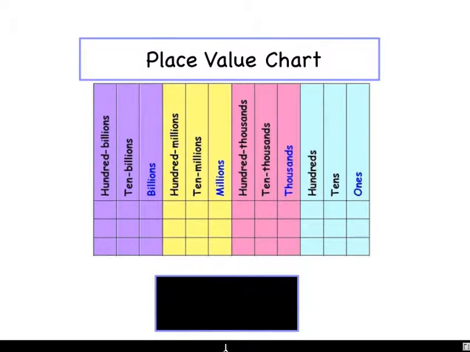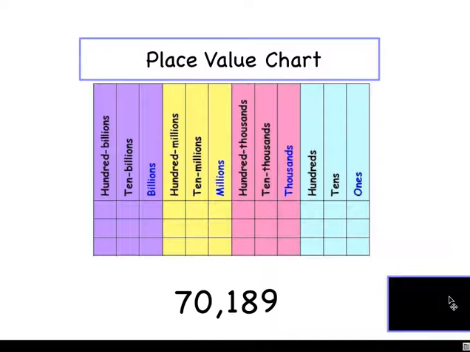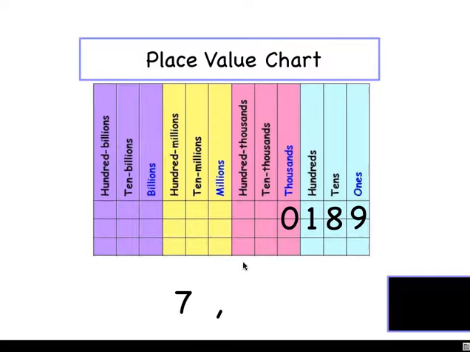Let's look at an example of a larger number, 70,189. We're going to start at the furthest right spot, the 9. That's in the ones place. The 8 digit is in the tens place. The 1 digit is in the hundreds place. The 0 digit is in the thousands place. And the 7 digit is in the 10,000s place.